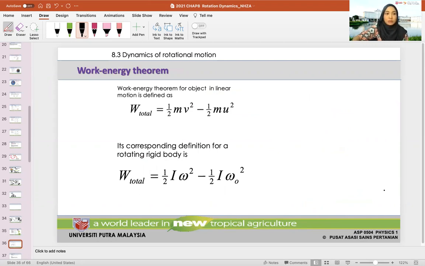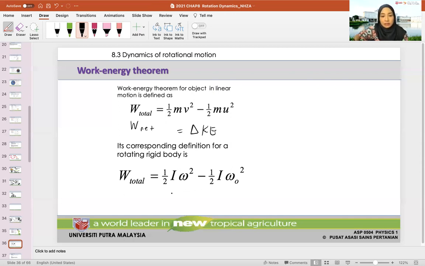And then, of course, when we have kinetic energy, we also have the work energy theorem. This was the work energy theorem in chapter 4 that we have learned. So W net is equal to 1 over 2 mv squared minus 1 over 2 mu squared. When you have a change in kinetic energy, therefore you would have work done. If you don't have any change in kinetic energy, then you don't have work. This is what we've learned in chapter 4. Same case here: if we have a change in angular velocity, therefore we would have work.